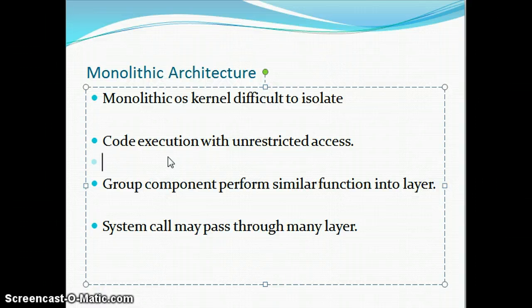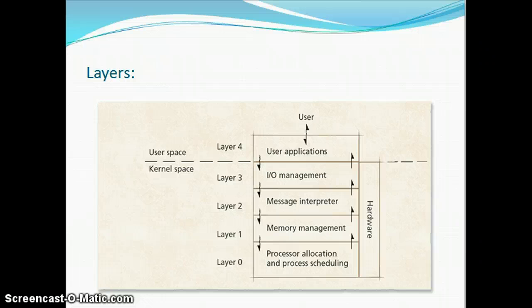In a monolithic OS kernel architecture, it is difficult to isolate the source of bugs and other errors, because all code is executed in unrestricted mode. In this architecture, a system call may pass through many layers. These are the layers. Layer 0 is process allocation and process scheduling. Layer 1 is memory management. Layer 2 is the message interpreter. Layer 3 is IO management, and layer 4 is the user application, that is the user face. Layers 0 to 3 are kernel space, and the last layer, layer 4, is user space.